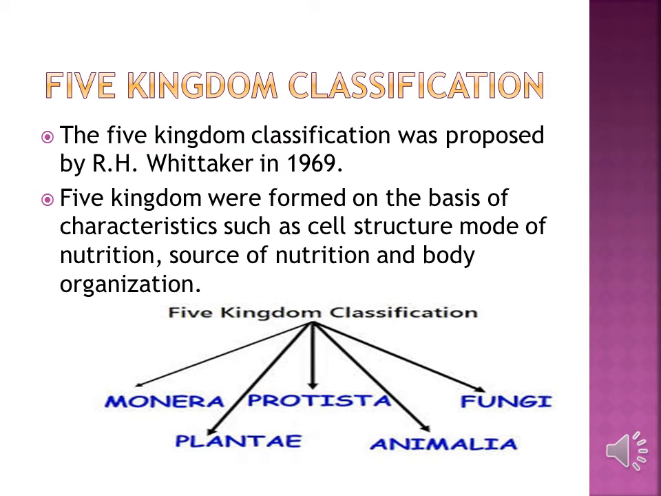This classification was based upon certain characters like mode of nutrition, thallus organization, cell structure, phylogenetic relationship, and reproduction. This form of classification includes 5 kingdoms: Monera, Protista, Fungi, Plantae, and Animalia.